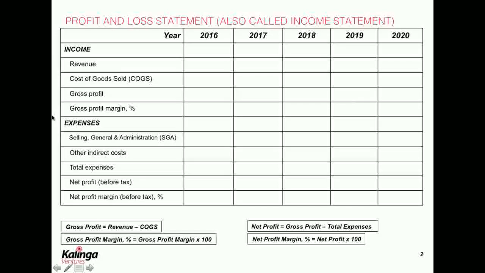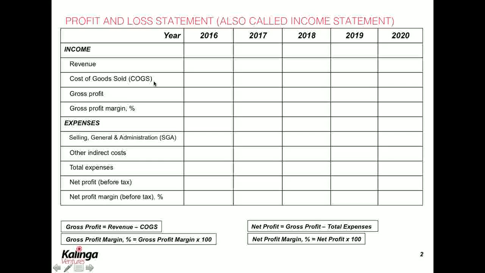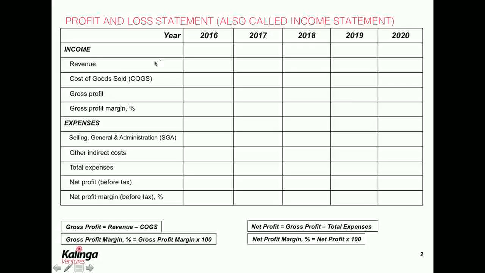So in the income section you have revenue, which is also referred to as sales. You would have cost of goods sold, which is COGS. Cost of goods sold are direct costs that are related to making the revenue. So it would depend on the revenue, and it is also referred to as direct cost. Gross profit is essentially revenue minus cost of goods sold. Gross profit margin, this is in percentage, and it is gross profit divided by revenue multiplied by 100.